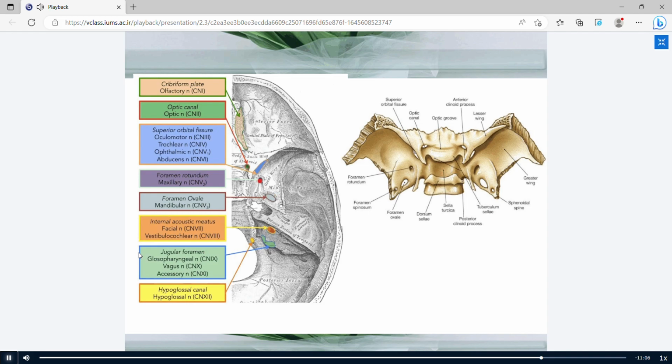This is the foramen rotundum for passing the maxillary nerve, and the foramen ovale for passing the mandibular nerve. Both of them are branches of the trigeminal nerve. And this is the foramen spinosum for passing the middle meningeal artery. This foramen.